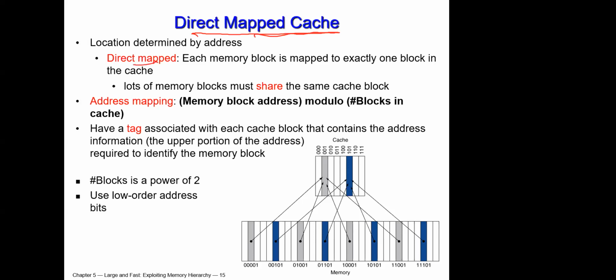So direct map: each memory block is mapped to exactly one block in the cache. Lots of memory blocks, of course, must share the same cache block. Why? Because I know now in advance that my main memory is actually larger than my cache memory. And since it is larger, I know in advance that, of course, some of the data inside the main memory will share exactly the same location inside my cache.